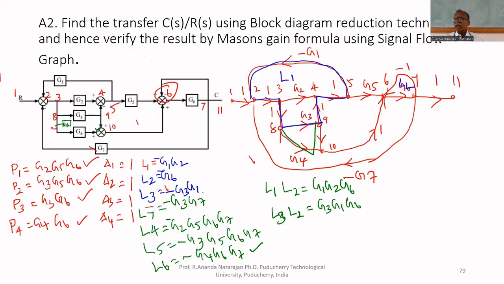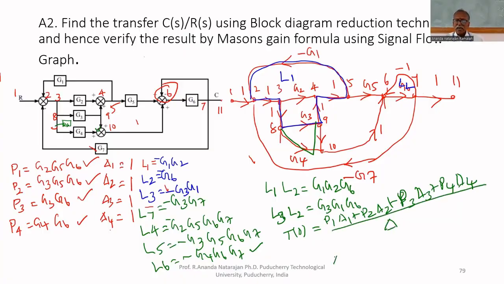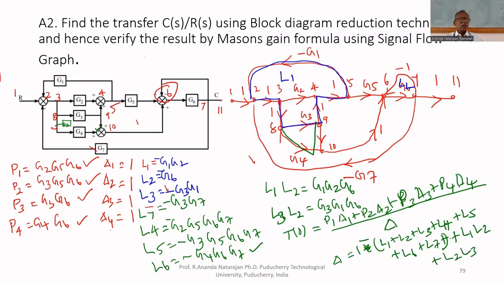Now 7 plus 2, 9 plus 1, 10. Therefore, the transfer function is (P1 delta 1 plus P2 delta 2 plus P3 delta 3 plus P4 delta 4) upon delta, where delta equals 1 minus (L1 plus L2 plus L3 plus L4 plus L5 plus L6 plus L7) plus (L1 L2 plus L2 L3). That's all. I finished.